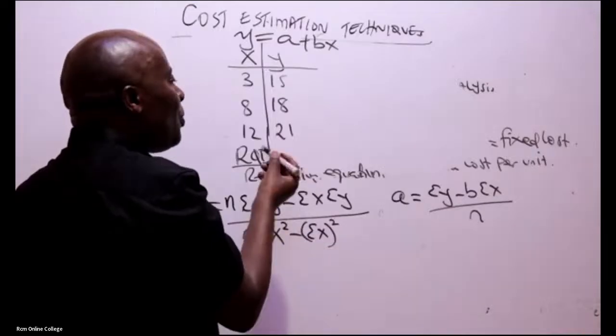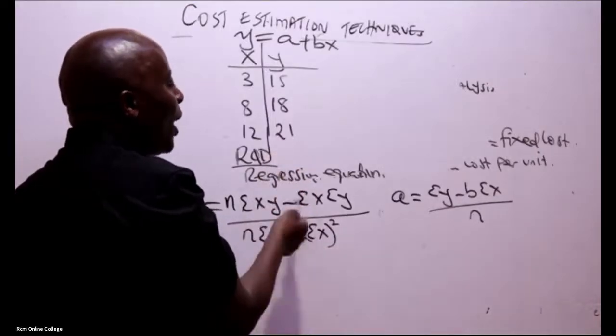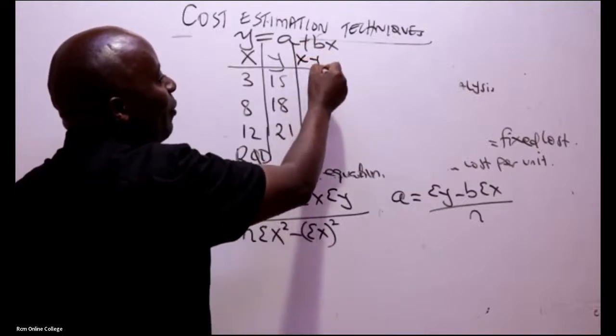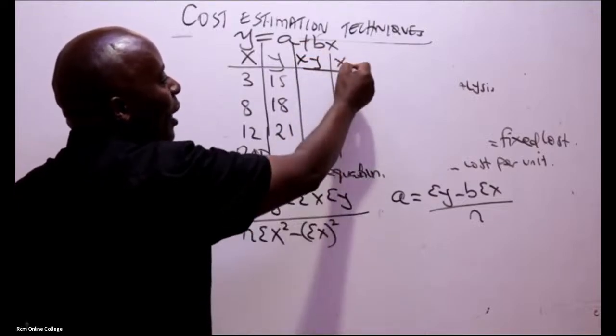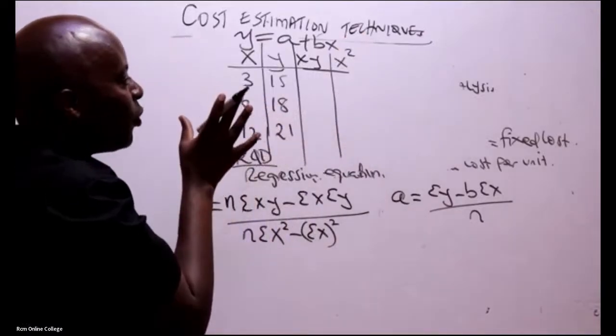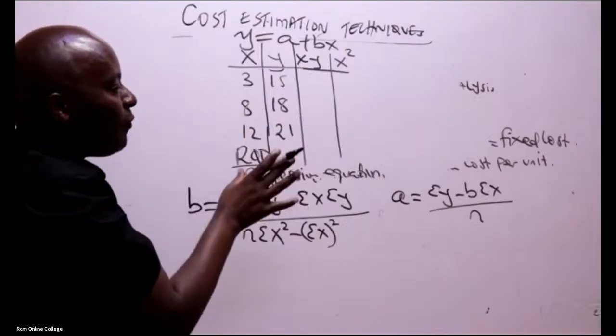If you give me this kind of data, how will I come up with this regression equation? Come here and create a column for xy and a column for x squared. If you're doing regression, you need those two columns, a column for xy and a column for x squared.